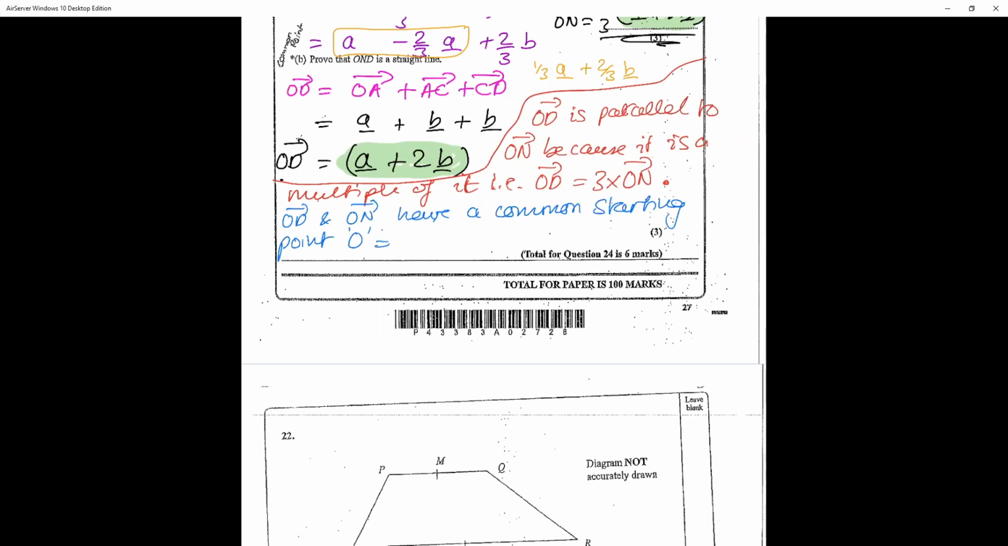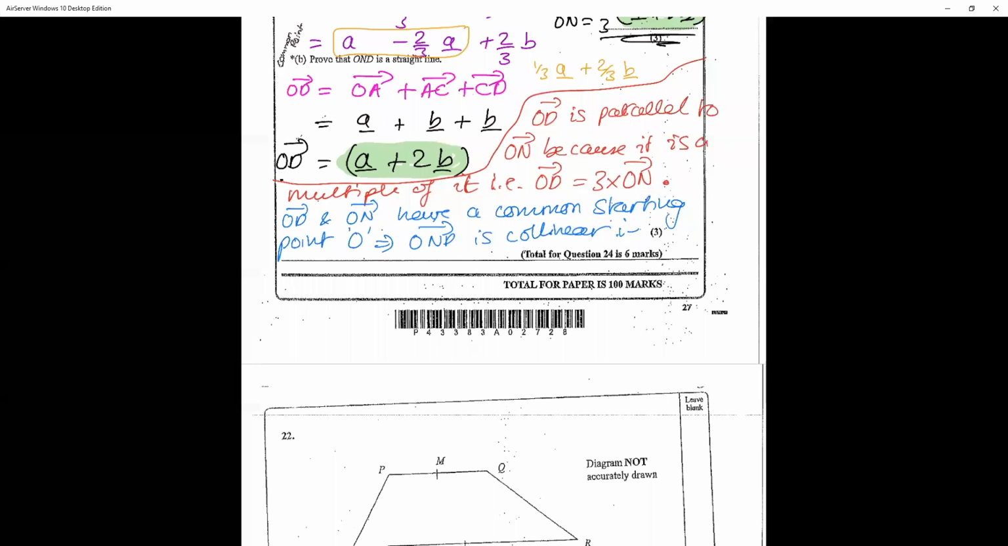So O to D and O to N have a common starting point O. Therefore, O and D is collinear. That is, O, N, and D are on a straight line.